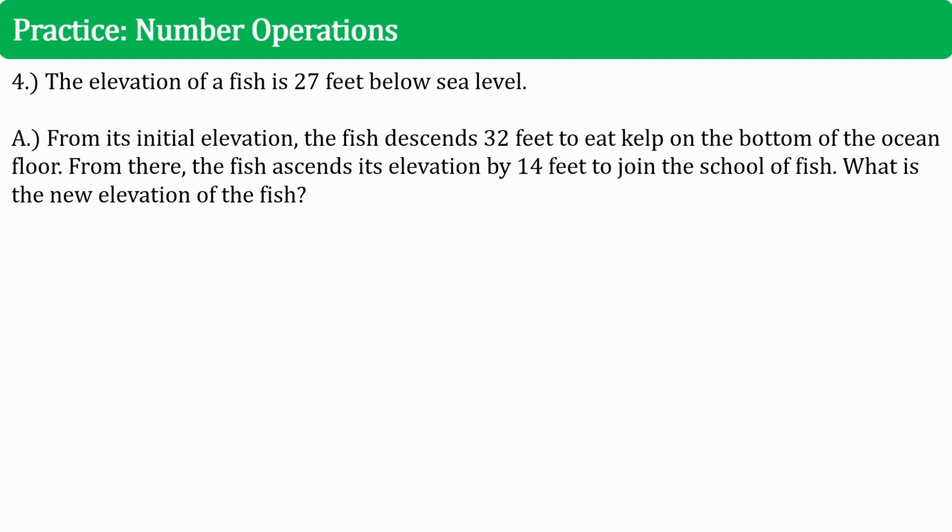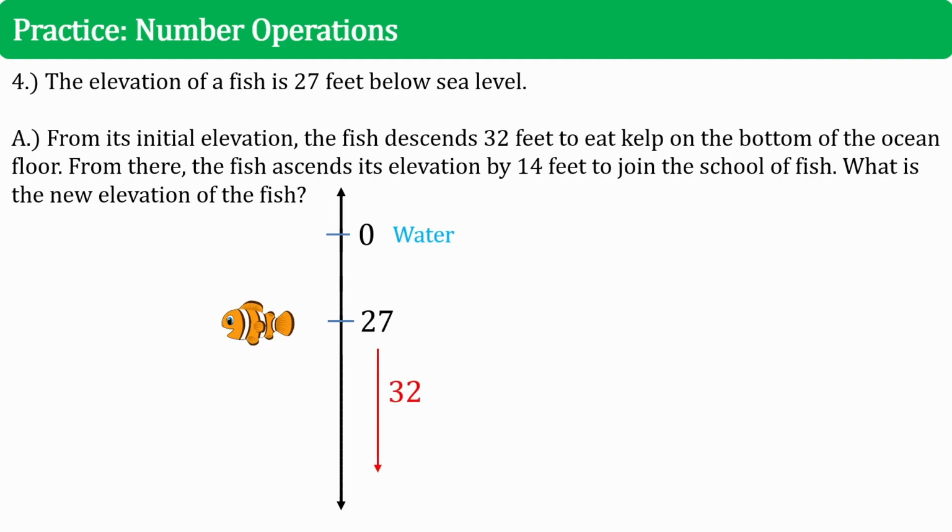We approach this by seeing it on a number line, and we draw the number line vertically because the fish goes up and down. We want to set a base level of 0, and that is where the water is. That's the water surface. Notice here that the fish is going to be located 27 feet below the sea level. For right now, I'm just going to treat it as positive.